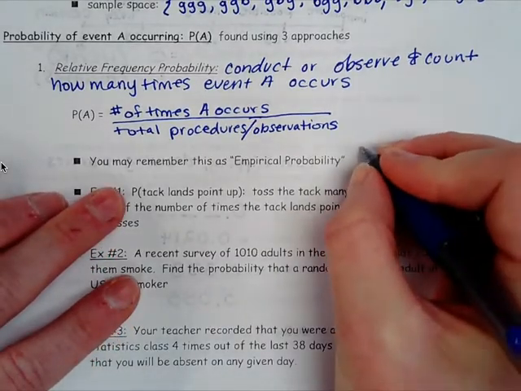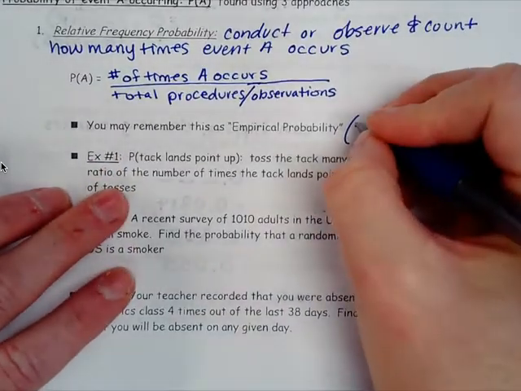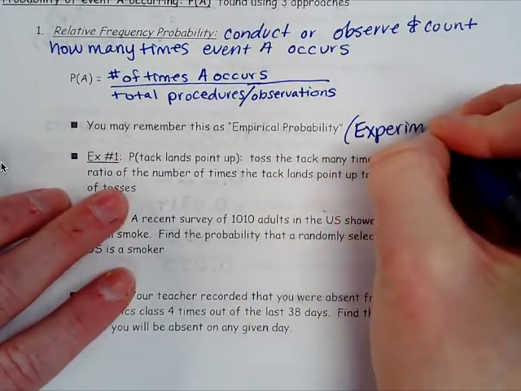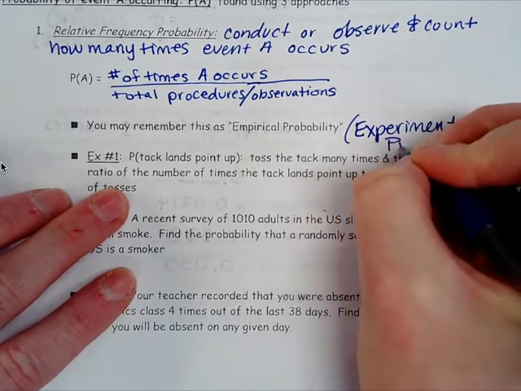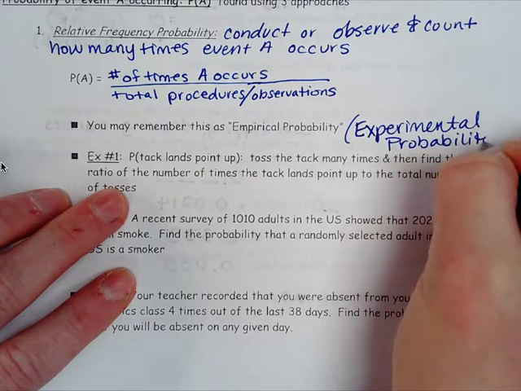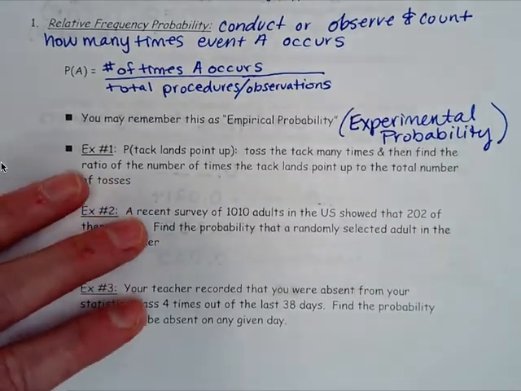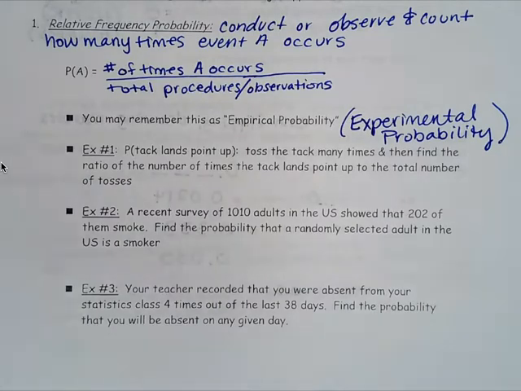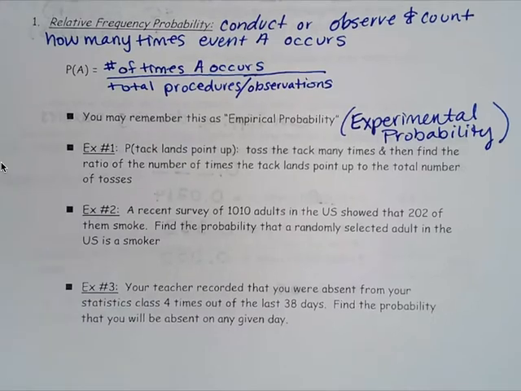That'd be fun. All right, so this is also called empirical probability or experimental probability. So experimental, what actually happens? Not based on theory, it's just what you actually count, what you actually see. So example one, P, a tack lands point up. So you toss the tack up as many times as you can. Then you count how many times it lands point up. And you put that over how many total tosses you do.